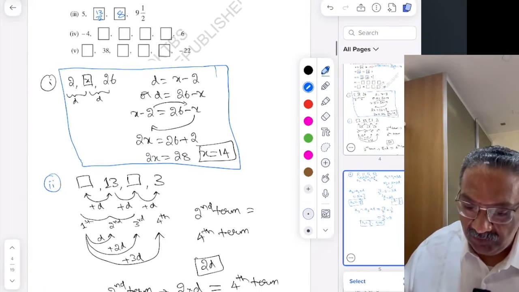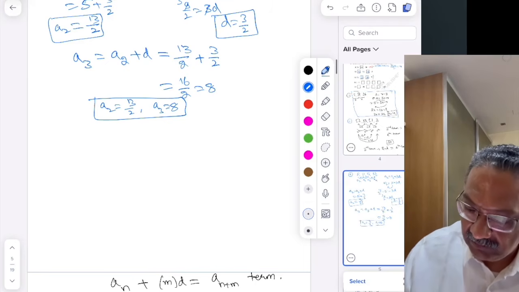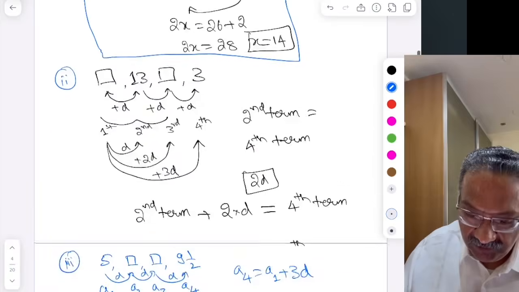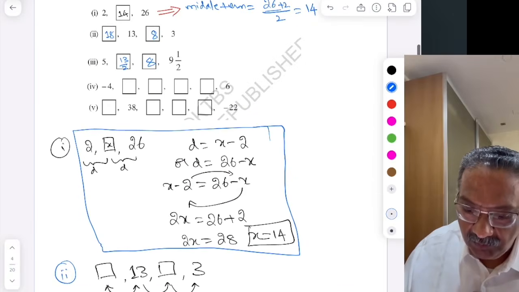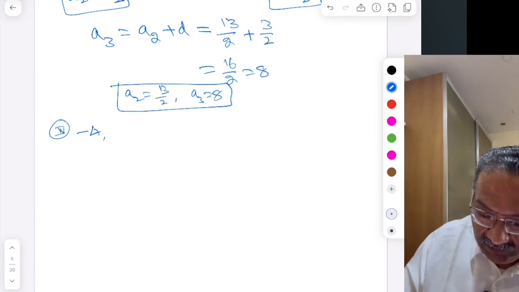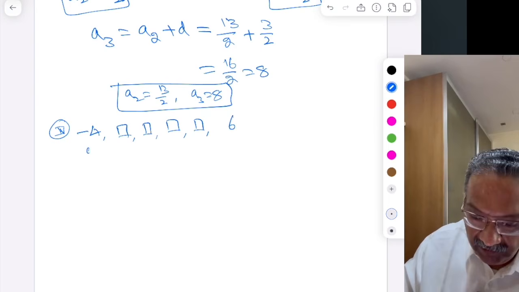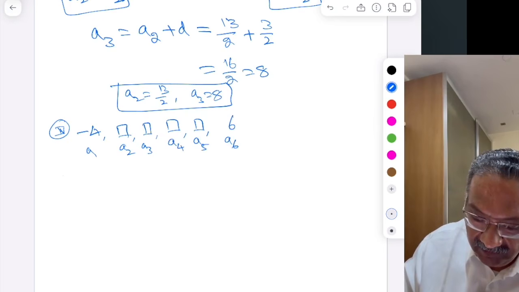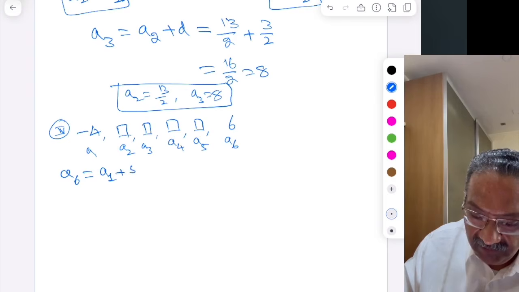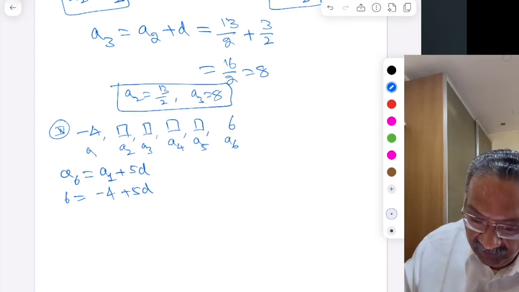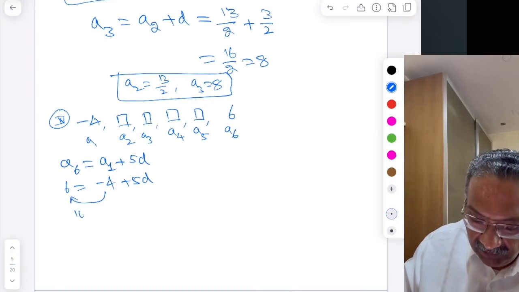In the same way, let's do the fourth one. In the fourth question, what we have is minus 4, boxes, and 6. So this is a1, a2, a3, a4, a5, a6. a6 is equal to a1 plus 5d. a6 is 6, which is equal to a1, which is minus 4, plus 5d. Minus 4 coming to this side becomes plus 4. So 10 is equal to 5d and d is equal to 2.